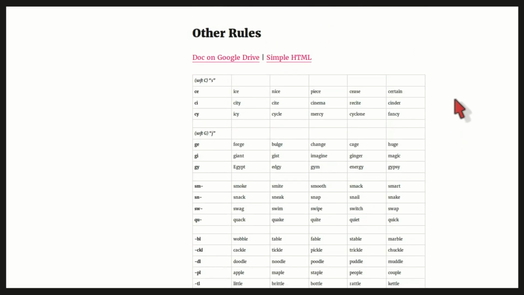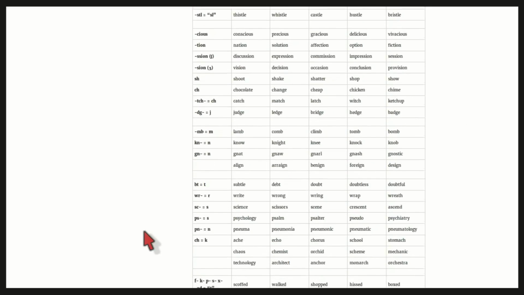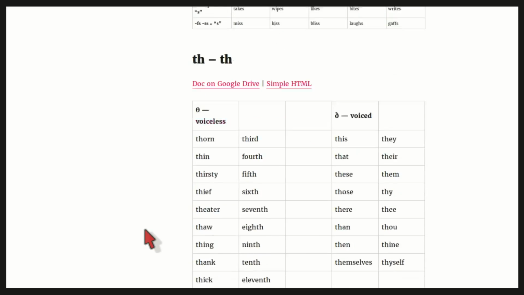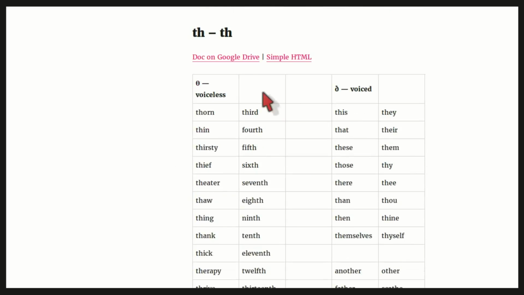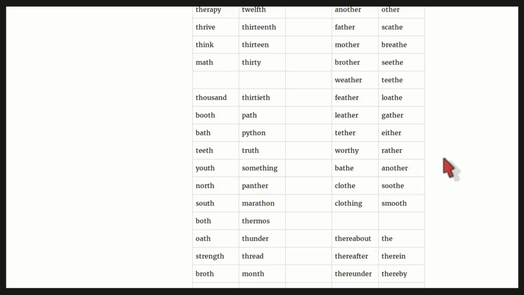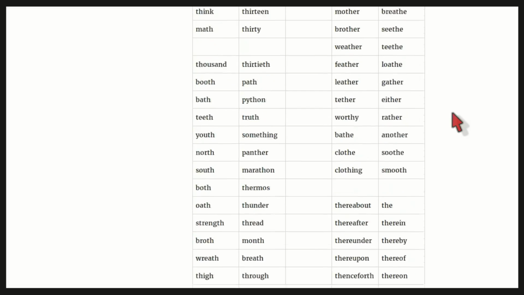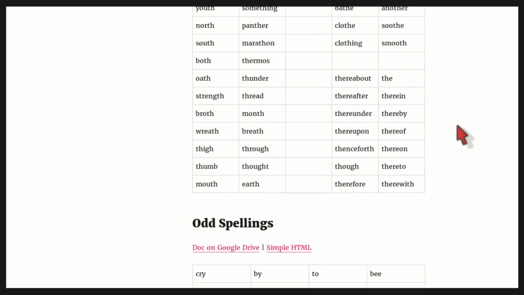Here are some other strange, complex rules. This is useful to know these. These are TH differences. The soft TH sound is voiceless, and then the voice TH sound. Here's a list of very common words. It's difficult to know the difference, but this chart can help.